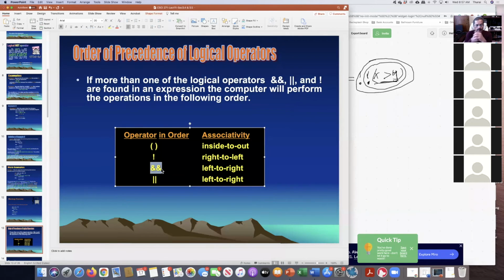AND operator. If you have more than one AND operator, it will go from left to right, just like the multiplication and division. And if there is an OR operator more than once, it will go left to right. But between AND and OR, AND is going to be done before the OR operator. So parentheses, then exclamation, the negation, then the AND operator, then the OR operator. You have to remember this order. If there is AND and OR, then you have to do the AND first.